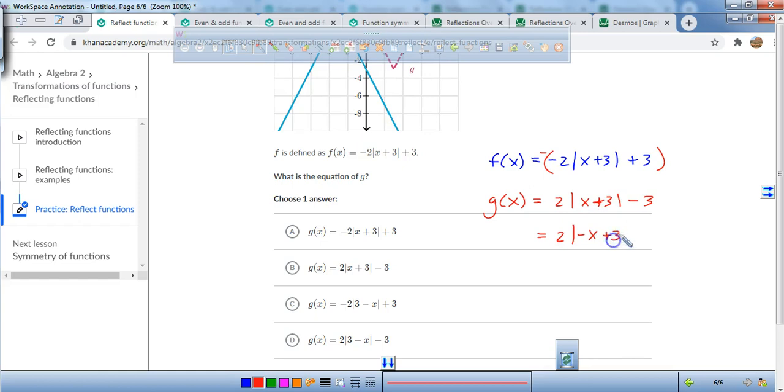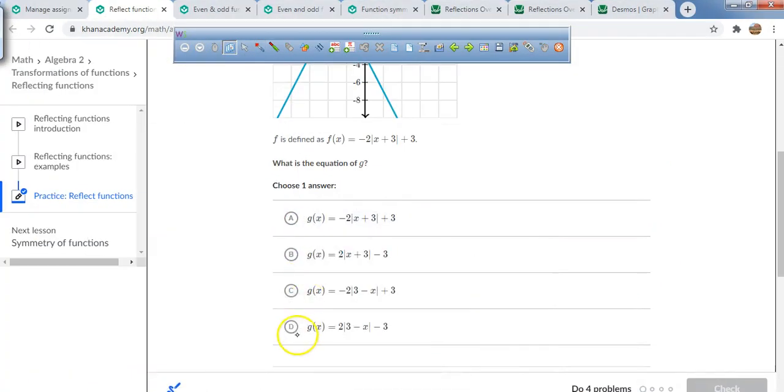Now, this is the only part that's tricky, because in the answer they put 3 minus x instead of -x plus 3. So this is the answer that I'm looking for. We got a +2 right there. We've got 3 minus x minus 3. So I'm going to be choosing answer choice D because we're dealing with both reflections.